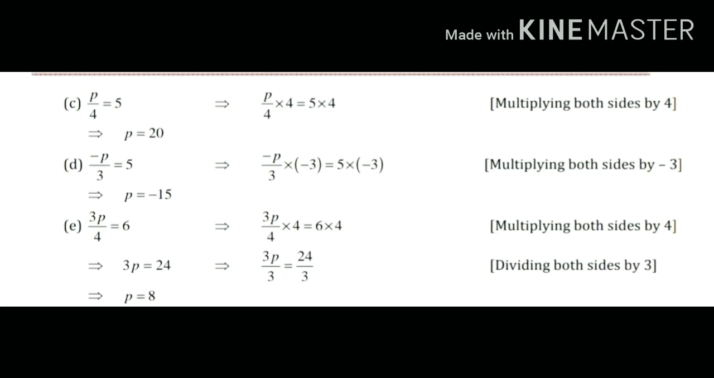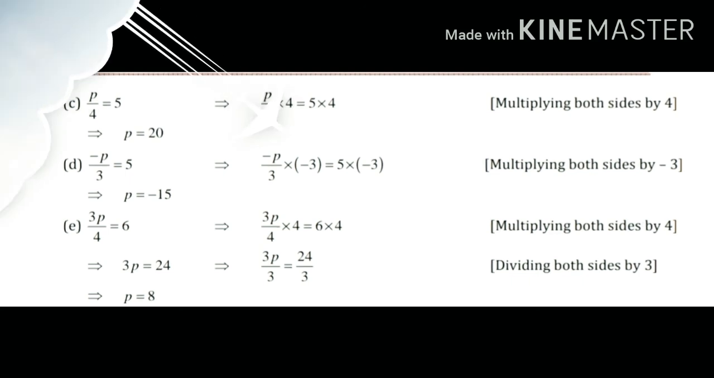Now let us see the solution of the C part. p by 4 is equal to 5. So in this, there is division. So we'll multiply 4 both the sides and we'll get the answer as 20. Similarly, do the other questions of the fourth part. Okay, and this way we'll be completing this exercise.